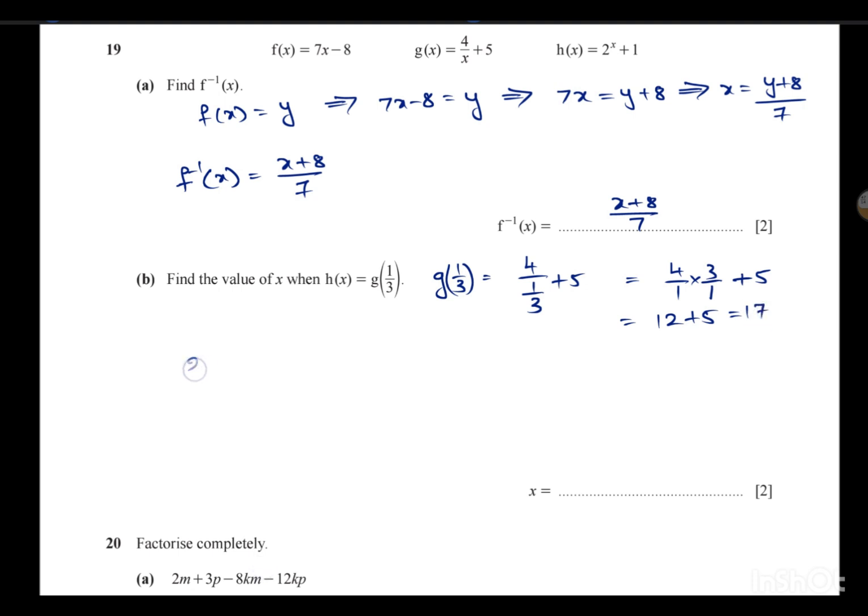h of x is 2 raised to x plus 1 is equal to 17. Then 2 raised to x will be, if you bring 1 onto the right hand side, minus 1. So 2 raised to x is 16. Try to write 16 with base 2. So 2 raised to 4 will be 16. So when the bases are same, the powers will also be equal. So x value is 4.